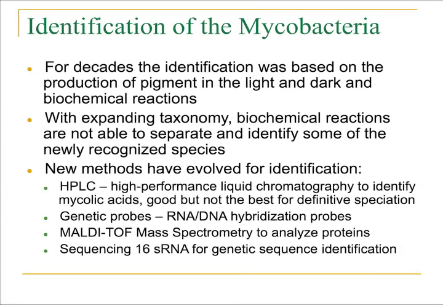For a while, high-performance liquid chromatography, or HPLC, was used to help identify the mycolic acids. This method has been used for a long time, but it's good, not the best, for definitive speciation. We've also evolved into using genetic probes, which include RNA and DNA hybridization probes, MALDI-TOF, which is mass spectrometry to analyze proteins, and also, due to the complexity of taxonomy, many people are using sequencing, using 16S RNA for genetic sequence identification.